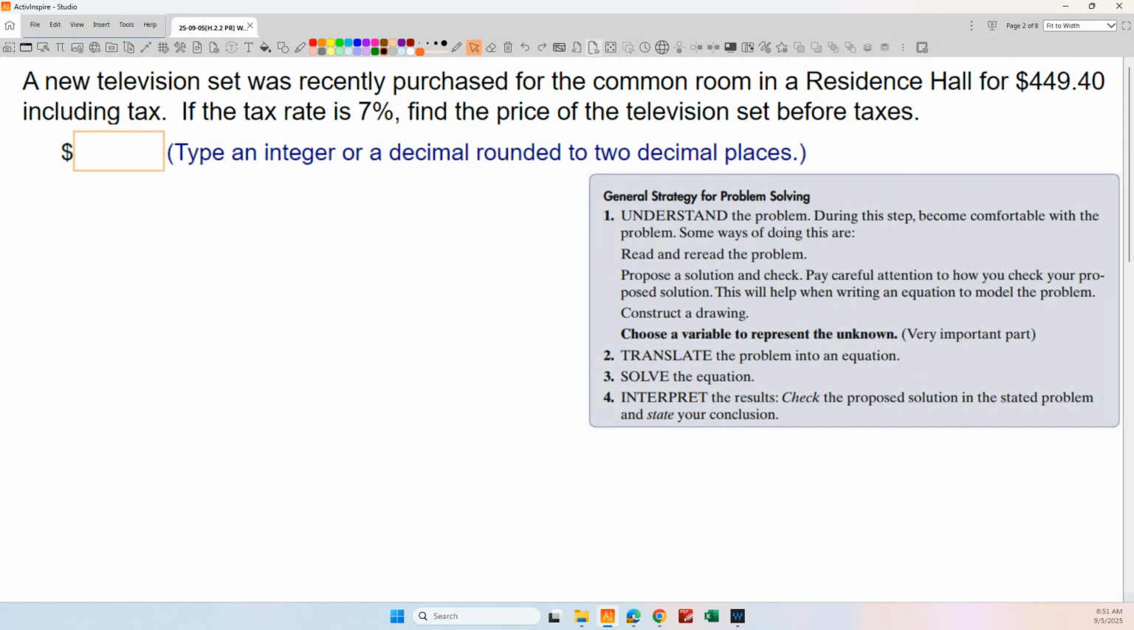So what about something like this? A new television set was recently purchased for the common room in a residence hall for $449.40, including tax. If the tax is 7%, find the price of the television set before taxes. Okay, how could we tackle this? What do you think? Some ideas.